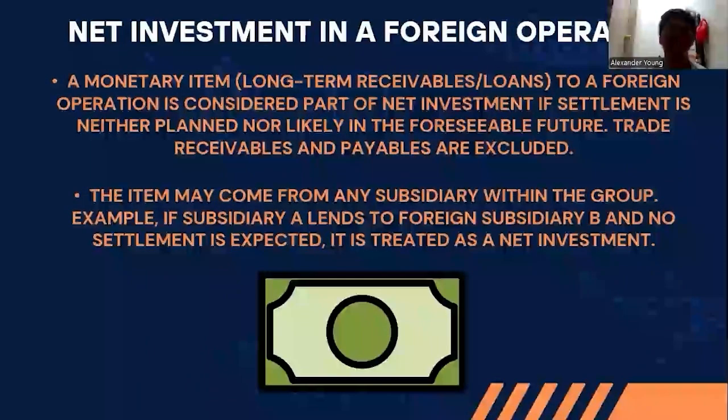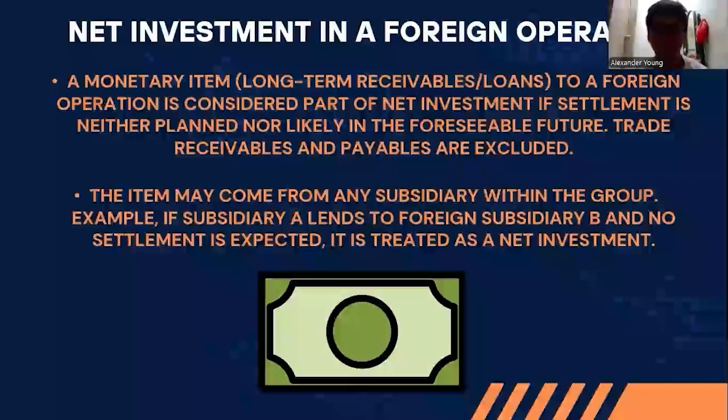The next one is net investment in a foreign operation. A monetary item, let's say a long-term receivable or loan to a foreign operation, is considered part of the net investment if settlement is neither planned nor likely. So when you give receivables or maybe loans to your foreign branches, but there is no settlement, no need to pay in the short term.